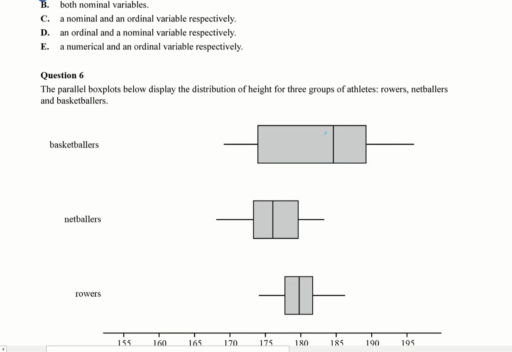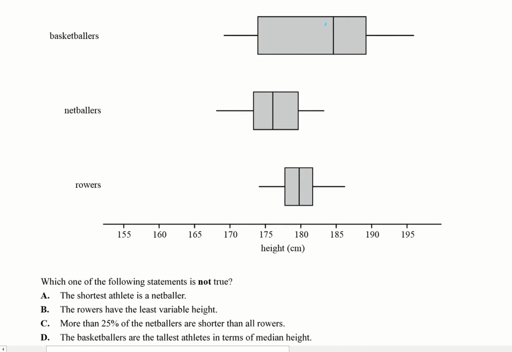The parallel box plots below display a distribution of height for 3 groups of athletes: rowers, netballers, and basketballers. And this is one where you've got to say which of the statements is not true. So let's have a look at this. Looking at A, the shortest athlete is a netballer. That would be the case, so that's actually true. So we're not going to include that one.